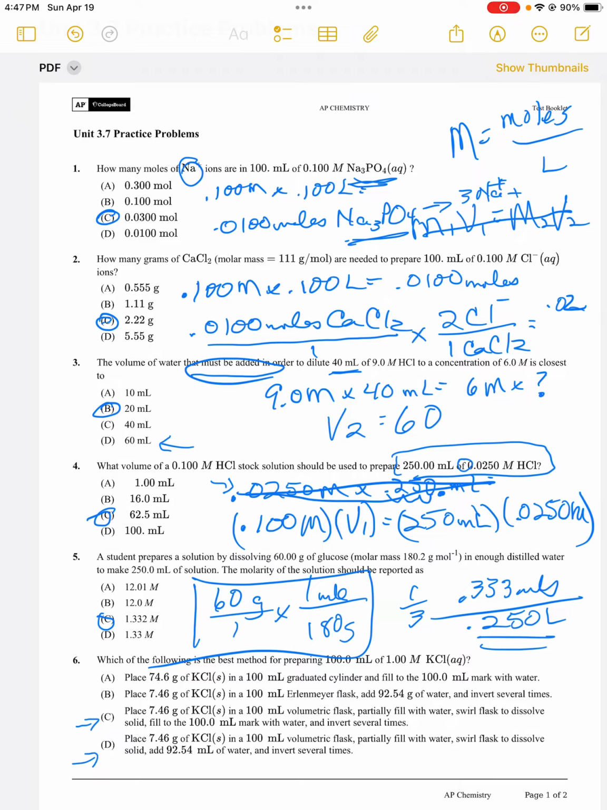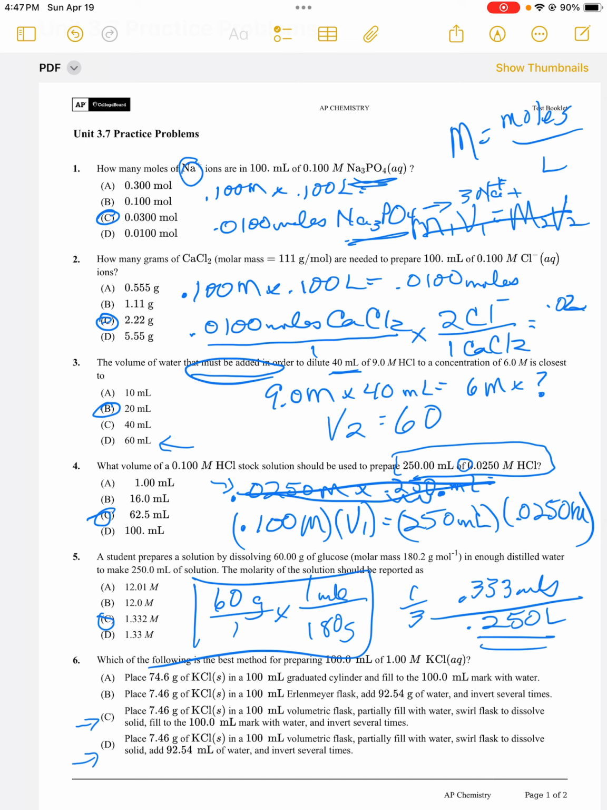Let's see. C says put 7.46 grams of KCl in a 100 milliliter volumetric flask, partially filled with water. Swirl the flask to dissolve. Fill to the 100 milliliter mark with water and invert several times. Okay, I like that one.